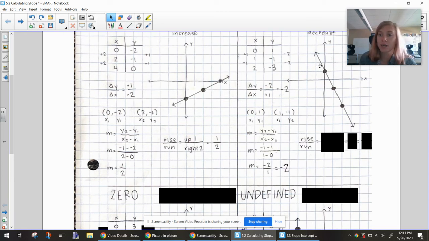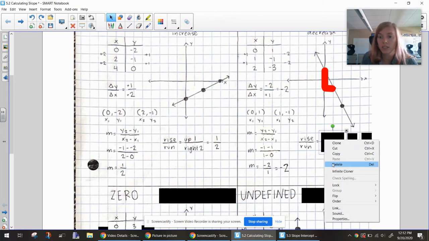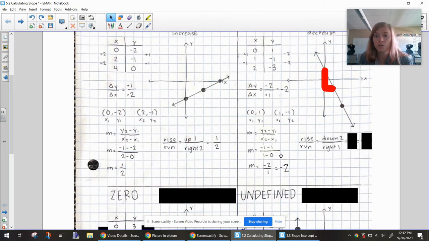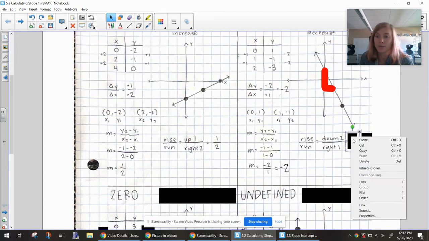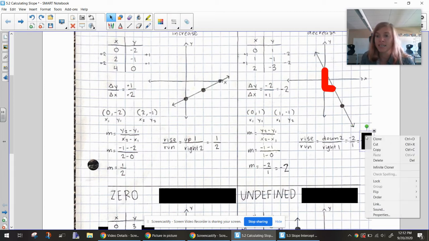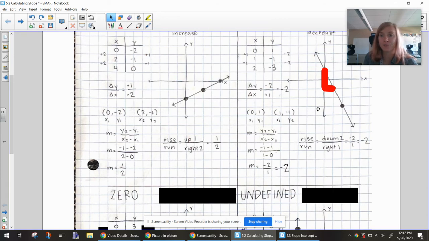Last but not least, I want to look at my graph. Again, I just graphed the points from this table, and we're going to look at rise over run. So here, when I'm going left to right along my points, from this point to this point, I'm actually going down 2. So instead of going up, I'm going down. So that means I'm going -2, then I'm going right 1. -2 is my rise, down 2, my run is right 1. Down is always negative, right is always positive, so -2 divided by 1 is -2.